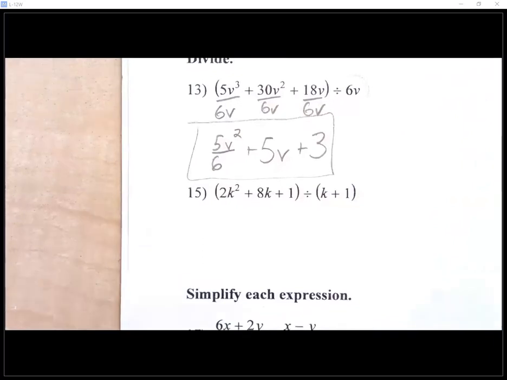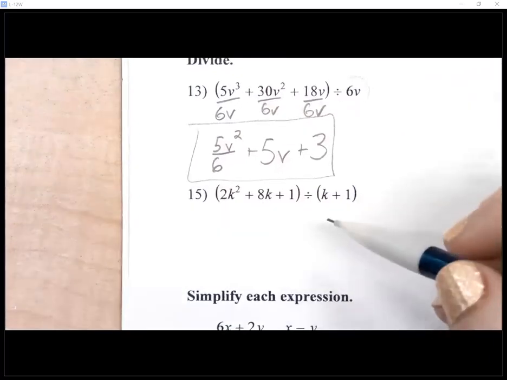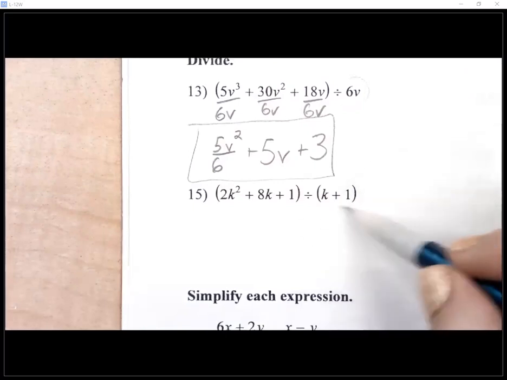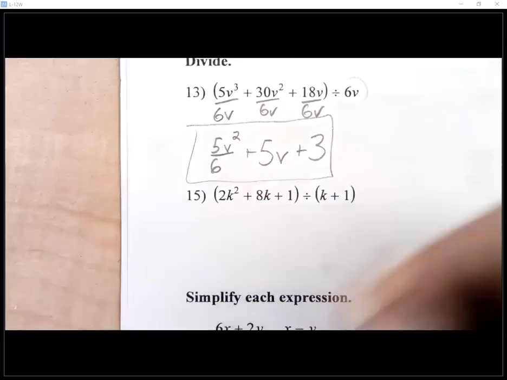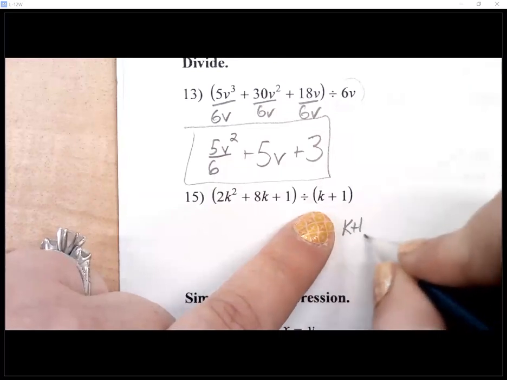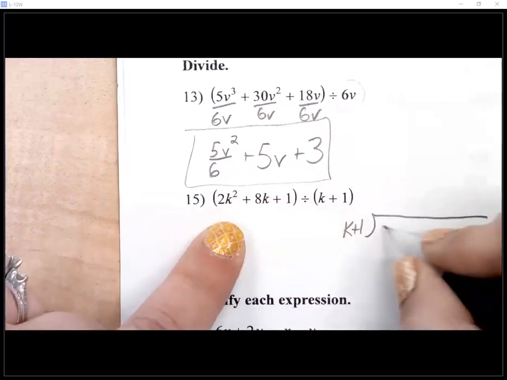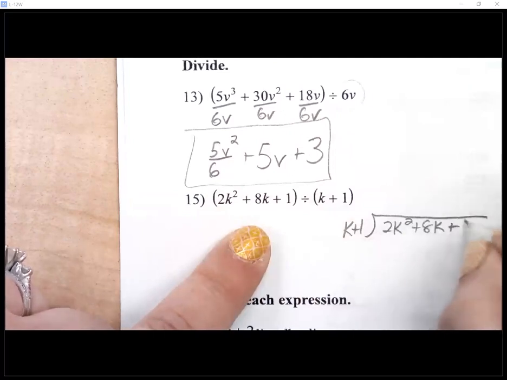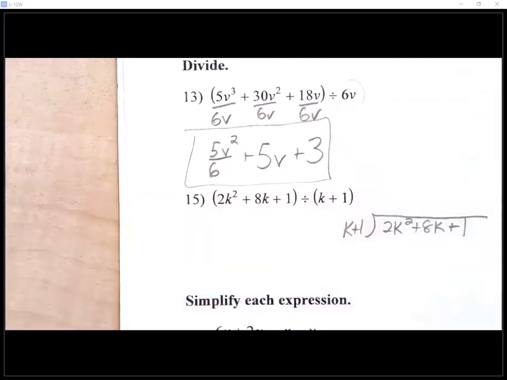That's the long division. How do you know when to do long division and when not to? Because look at what you're dividing by. There are 2 things in there, so now I have to do long division. So real quick, I'm gonna put k + 1 on the outside, and on the inside, 2k squared plus 8k plus 1. Do I need 0 placeholders in this one? No.